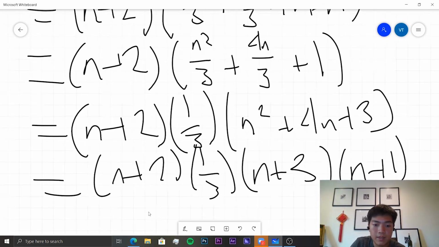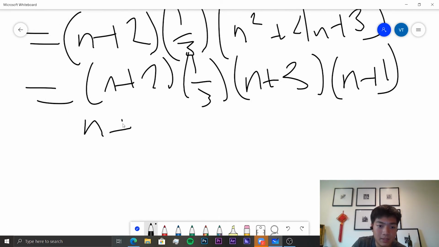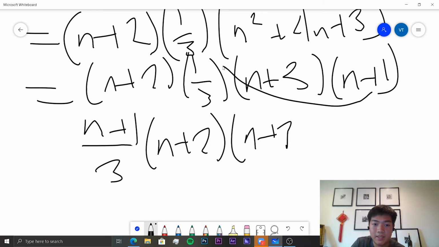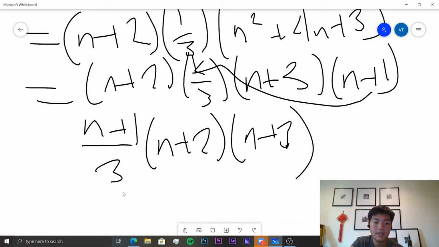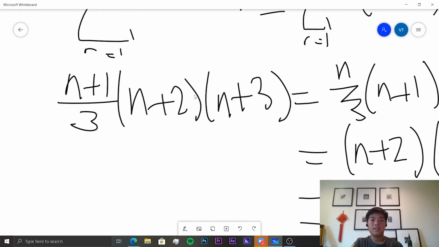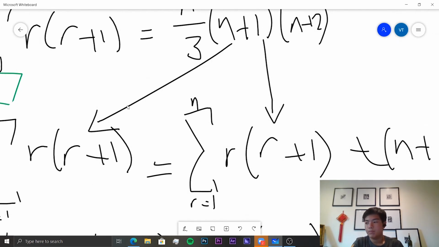And so if we rearrange this a little, we can see that n plus 1 over 3 times n plus 2 times n plus 3. Just putting this on there. And I think that's what we need to prove. So n plus 1 over 3 times n plus 2 times n plus 3. Yeah. So that's exactly what we needed to prove. Since we've proved the inductive step and we've also proved our base step, through mathematical induction, this should be solved.